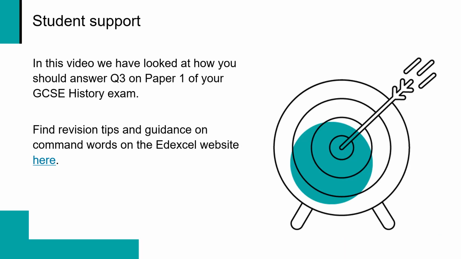That brings us to the end of this walkthrough video. In this video, we have looked at how you should answer question 3 on paper 1 of your GCSE History exam. We hope you have found it useful.